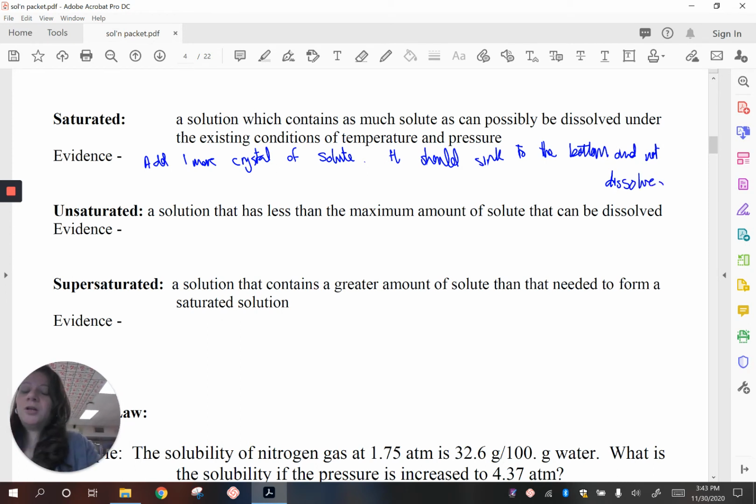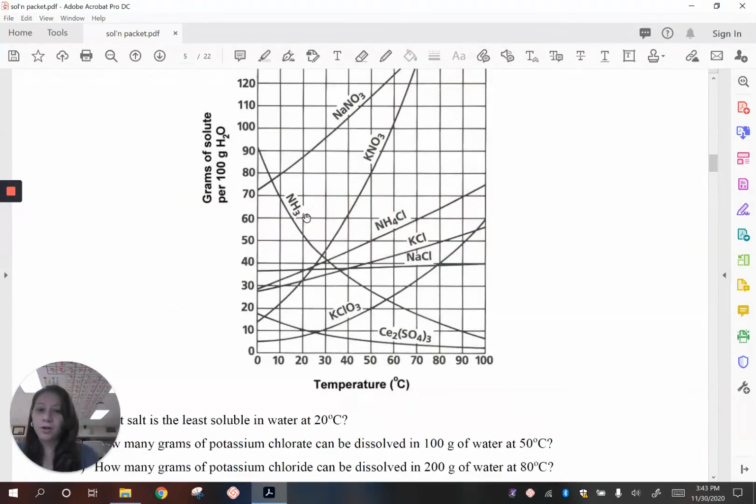Just like you can have a saturated solution, maybe you have an unsaturated solution. Saturated means full, unsaturated means it's not full. So what does that mean? It has less than the maximum amount of solute that can be dissolved. Back to my solubility curve here. Let's say it's still 30 degrees and I still have sodium nitrate, and let's say I dissolved 80 grams. That is less than the maximum amount. I could dissolve up to 97 grams, right? If I only have 80 grams dissolved, then that's not fully saturated, it's unsaturated. So anywhere below the line is going to be an unsaturated solution.